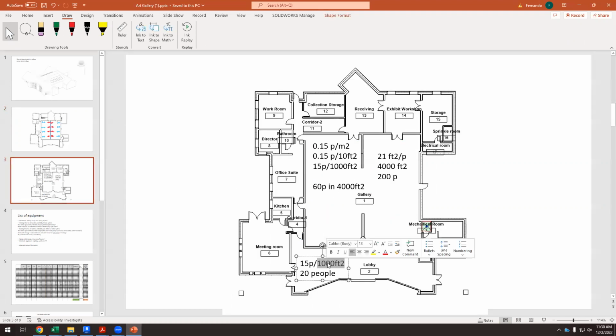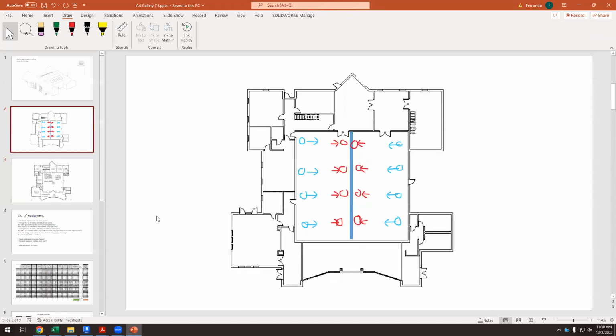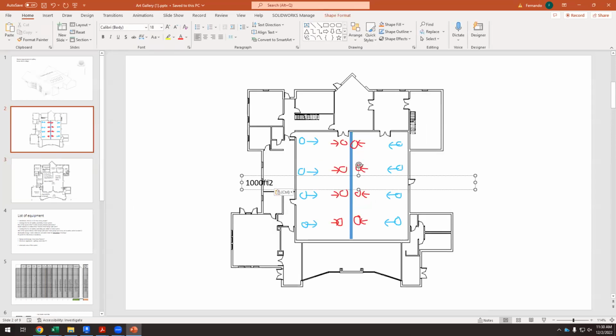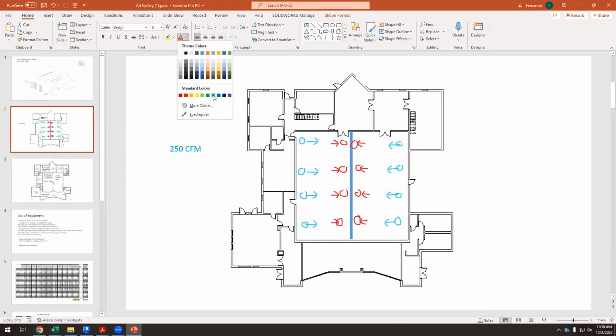So that will be 250 CFM. We have 250 CFM for each supply diffuser. So I'm going to paint it blue and smaller. So this is 250 each.